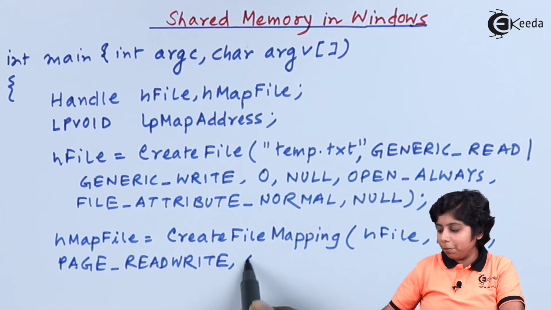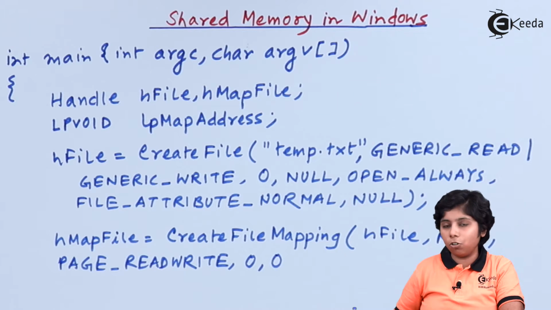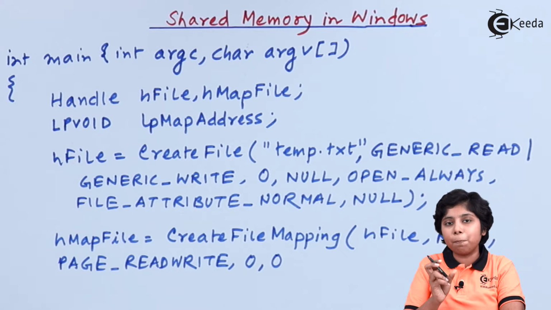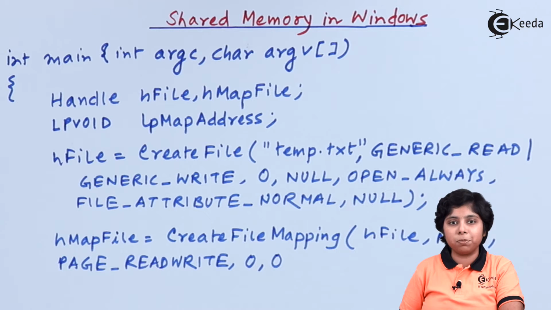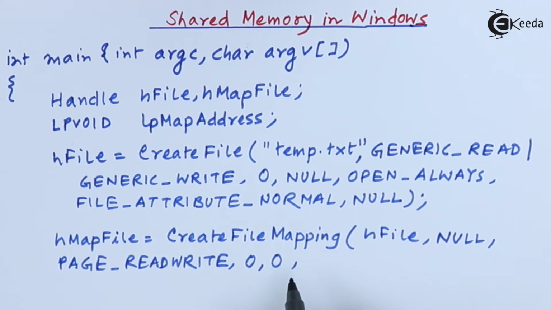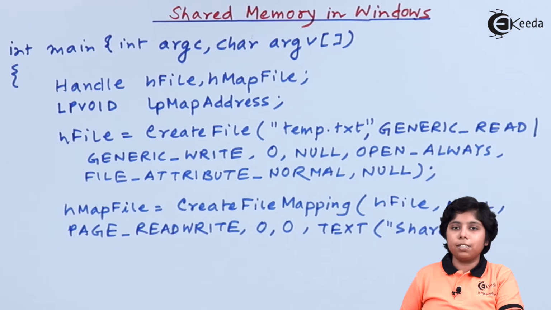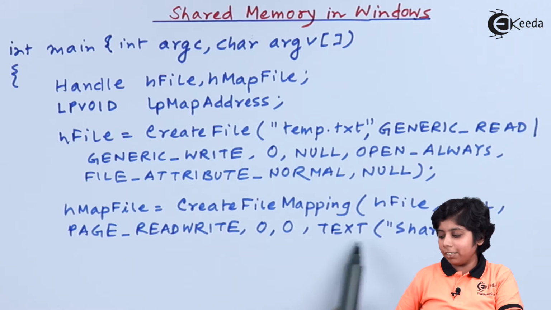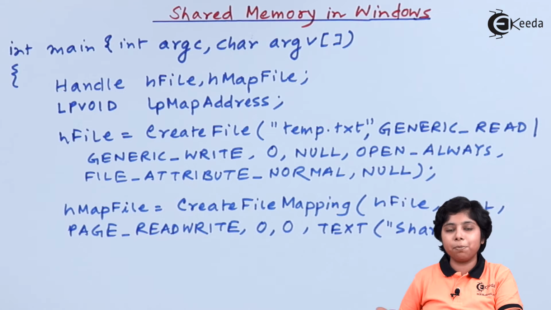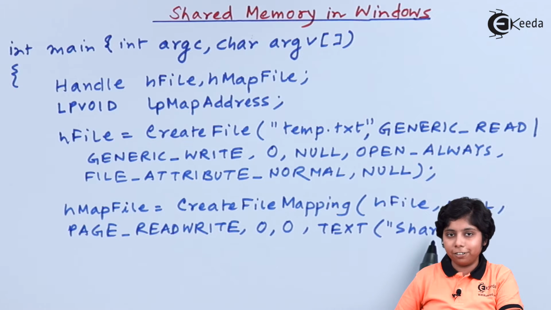Now the next two parameters we are specifying here are 0 and 0, which are used to define the offset and size if sub-portions of a file need to be mapped. But here the entire file is mapped, so we are using 0 and 0. The last parameter is the text, which is used by the producer process that is writing to the mapped file, which is the word Share.